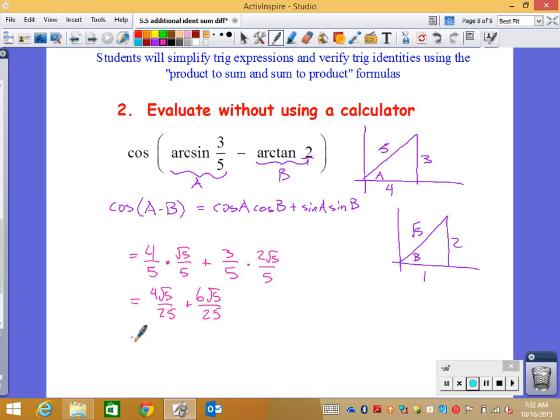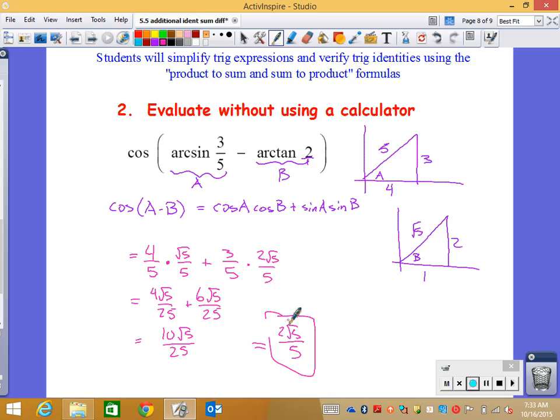Now, we already have common denominators, so I have something over 25. Well, I have 4 root 5s plus 6 root 5s gives me 10 root 5s. And from there, we can simplify down. 5 goes into 25 5 times, goes into 10 twice, so we get 2 root 5 over 5. And that's my final answer.